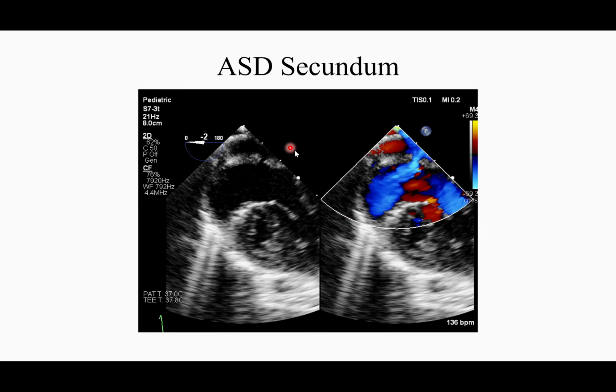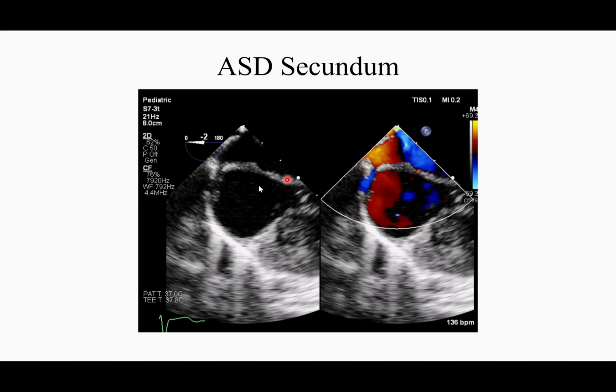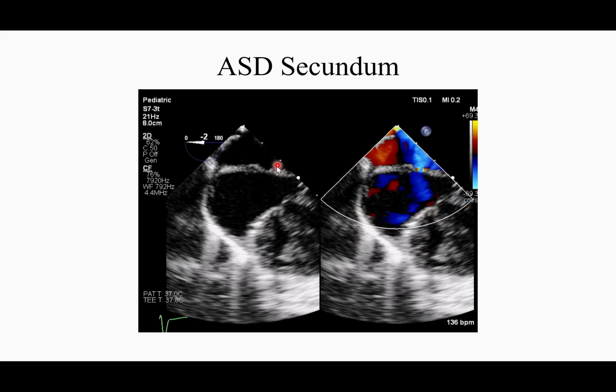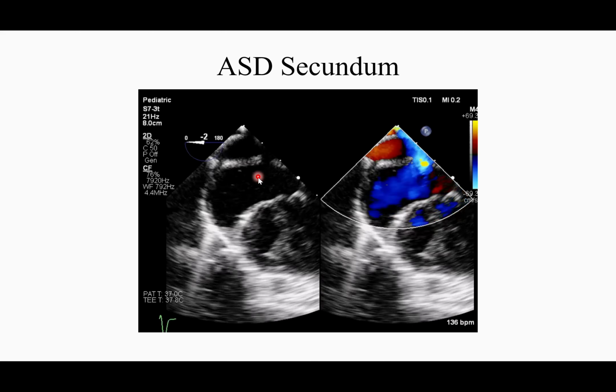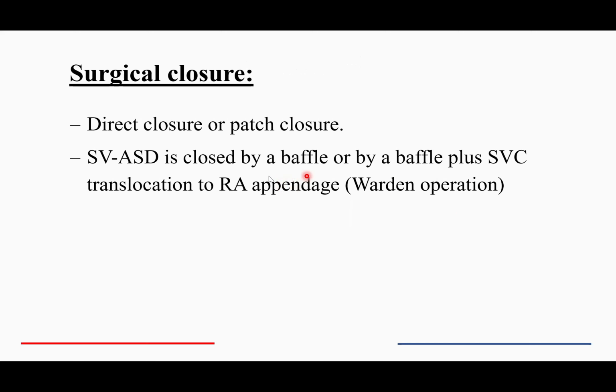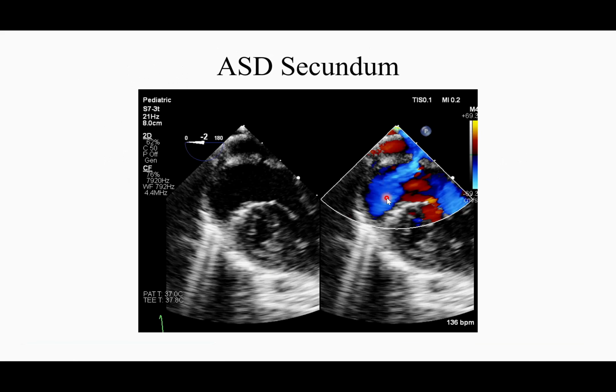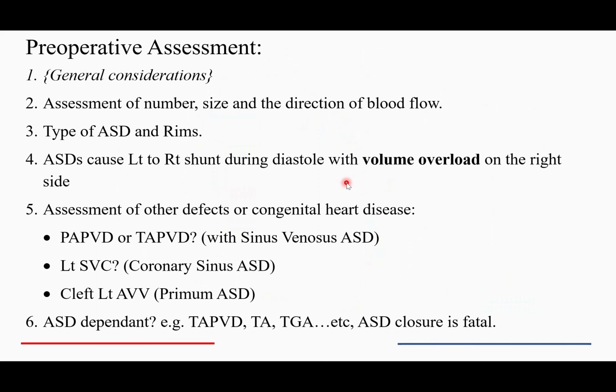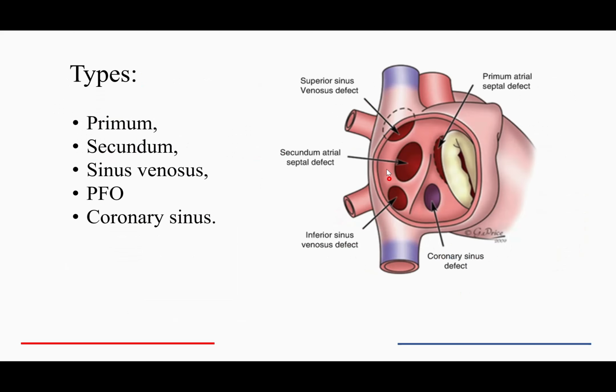This is an ASD secundum with rims. You can see now the AV valve rim and the pulmonary veins rim. We should mention the rims, especially for the ASD secundum that can be closed by a device. This is the AV valve rim, and this is the pulmonary veins rim. This is the SVC rim and the IVC rim, and this is the aortic rim related to the aortic valve.